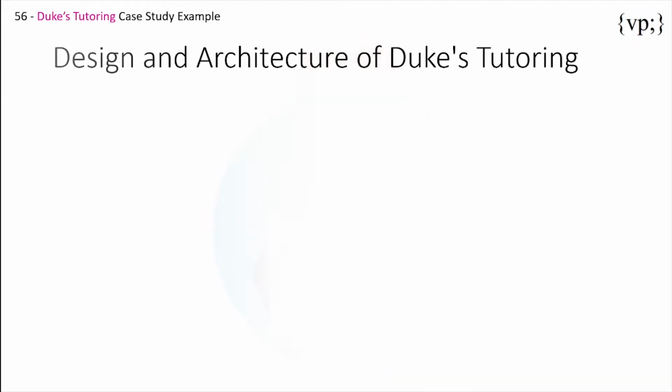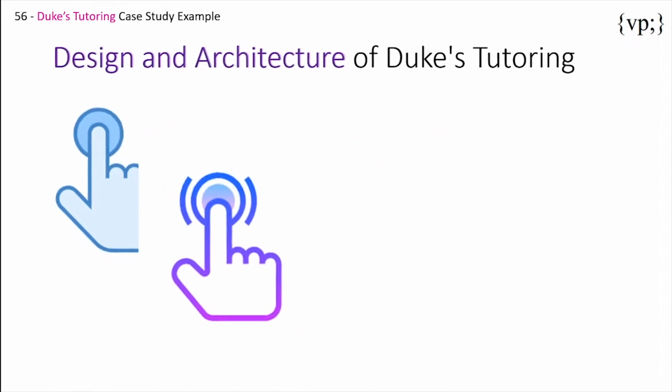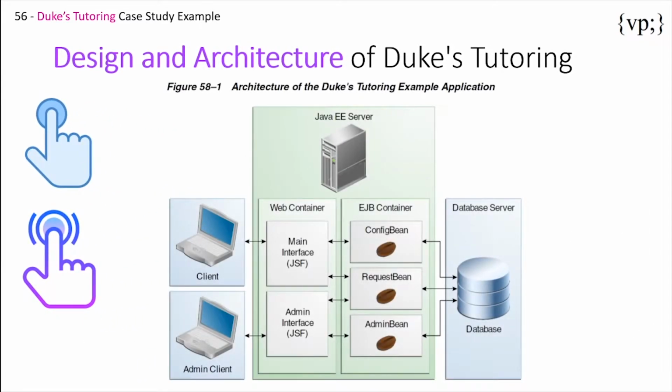So here's the design and the architecture of Duke's Tutoring system. The Duke's Tutoring example has two interfaces: the main interface for students, guardians, and employees, and an administrative interface for administrators to be able to manage the system. The business logic for both interfaces is provided by Enterprise Beans. The Enterprise Beans use the Java Persistence API to create and store the application's data in the database.